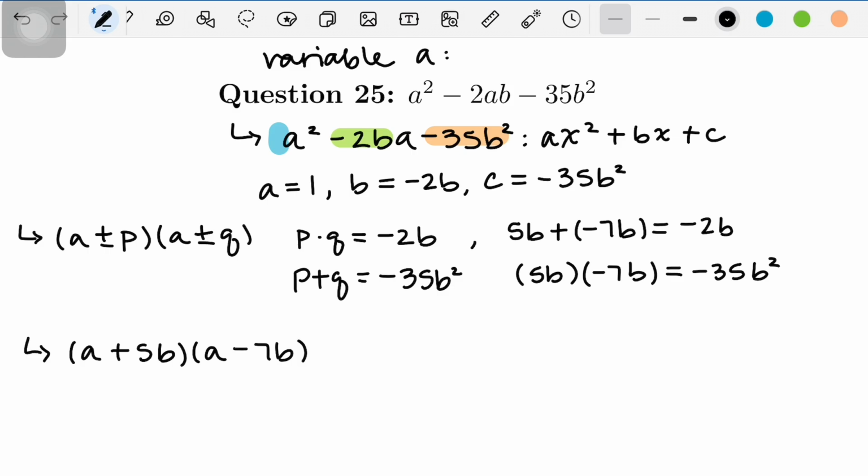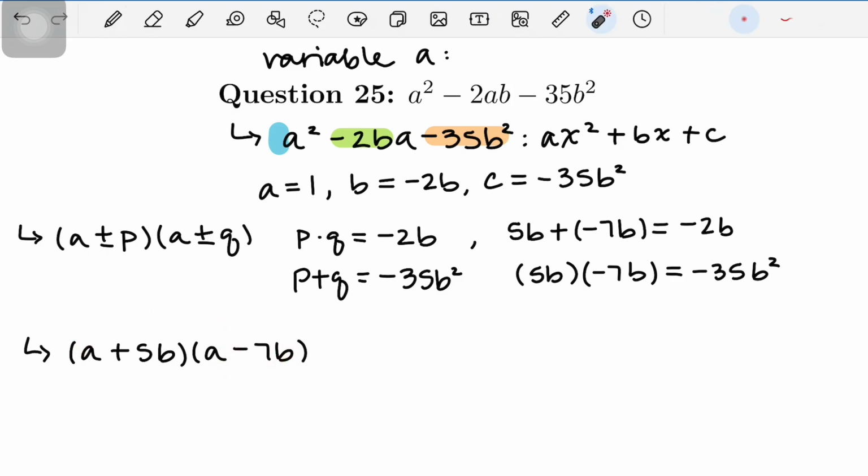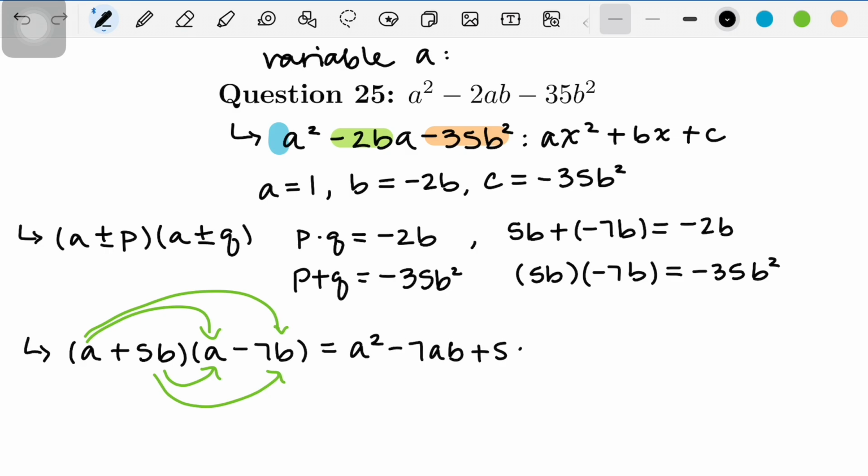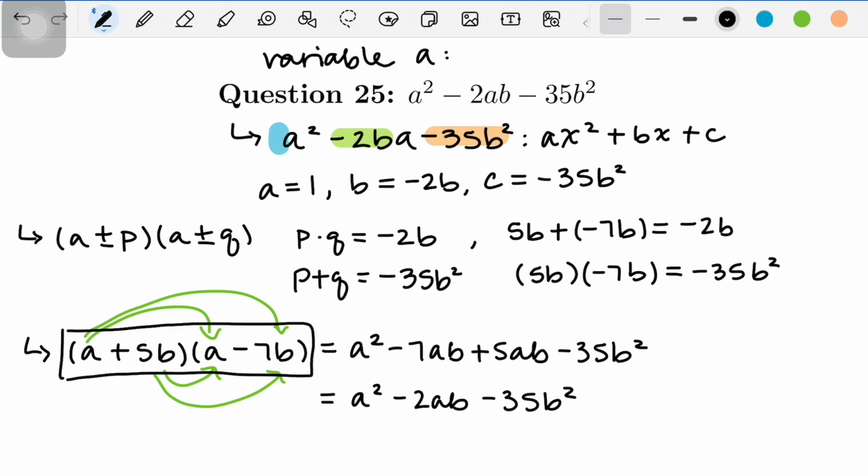Now again, what we can do is FOIL these out. Doing so, we can see that we're going to end up with our original trinomial. So if we were to FOIL these, we would end up with a squared minus 7ab plus 5ab minus 35b squared, which finally gives us our original trinomial that we were working with. So this tells us that this is going to be our fully factored form here.